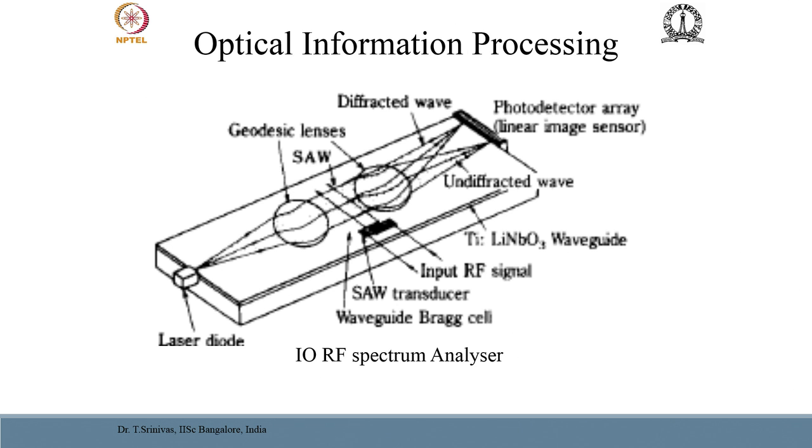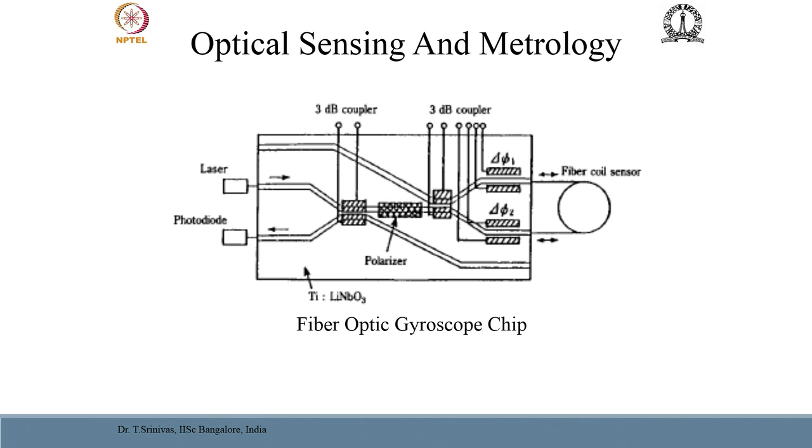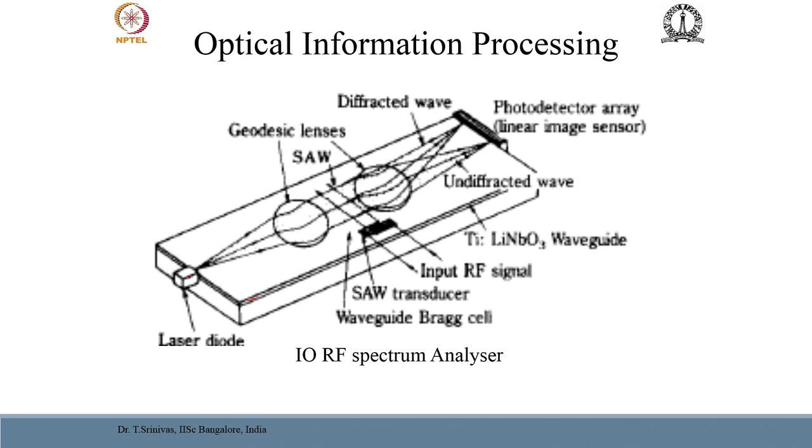So, this is an example of an optical information processing system, a typical example of a spectrum analyzer. What you see is a chip of lithium niobate with a slab waveguide onto which two lenses are impressed. These are called geodesic lenses, created by impressing a stress on those regions. So, you have a laser diode as an input, and you have a photodetector array to capture all the scattered signal.